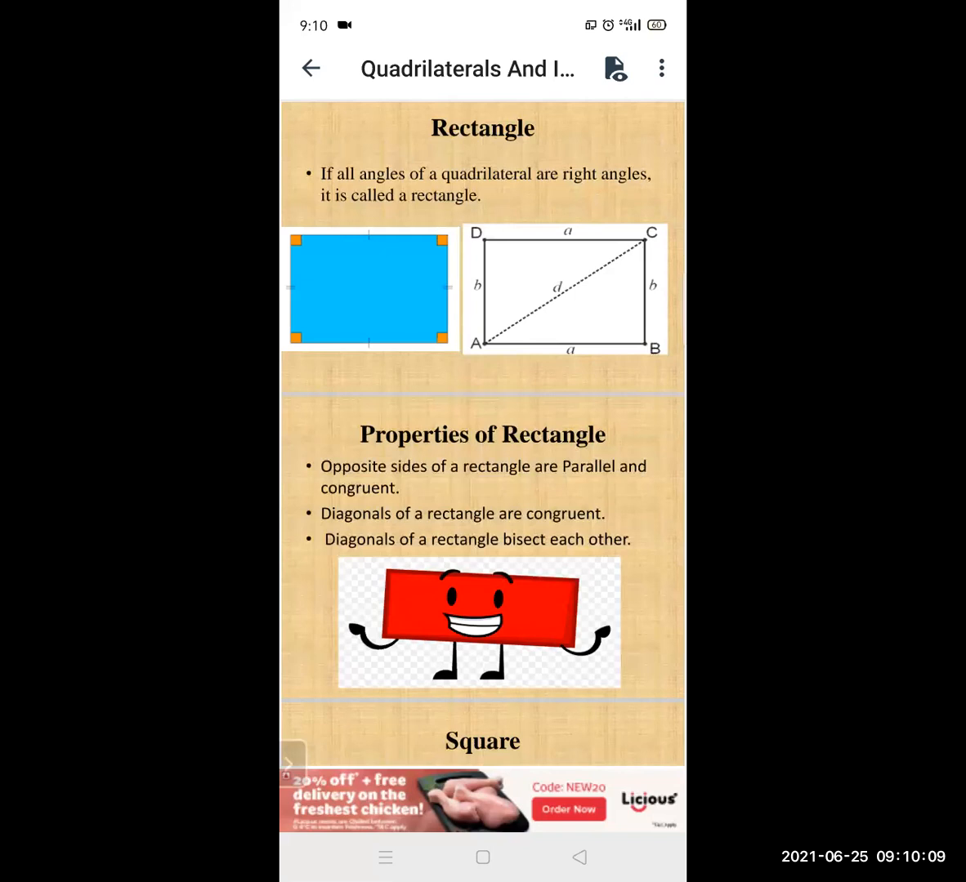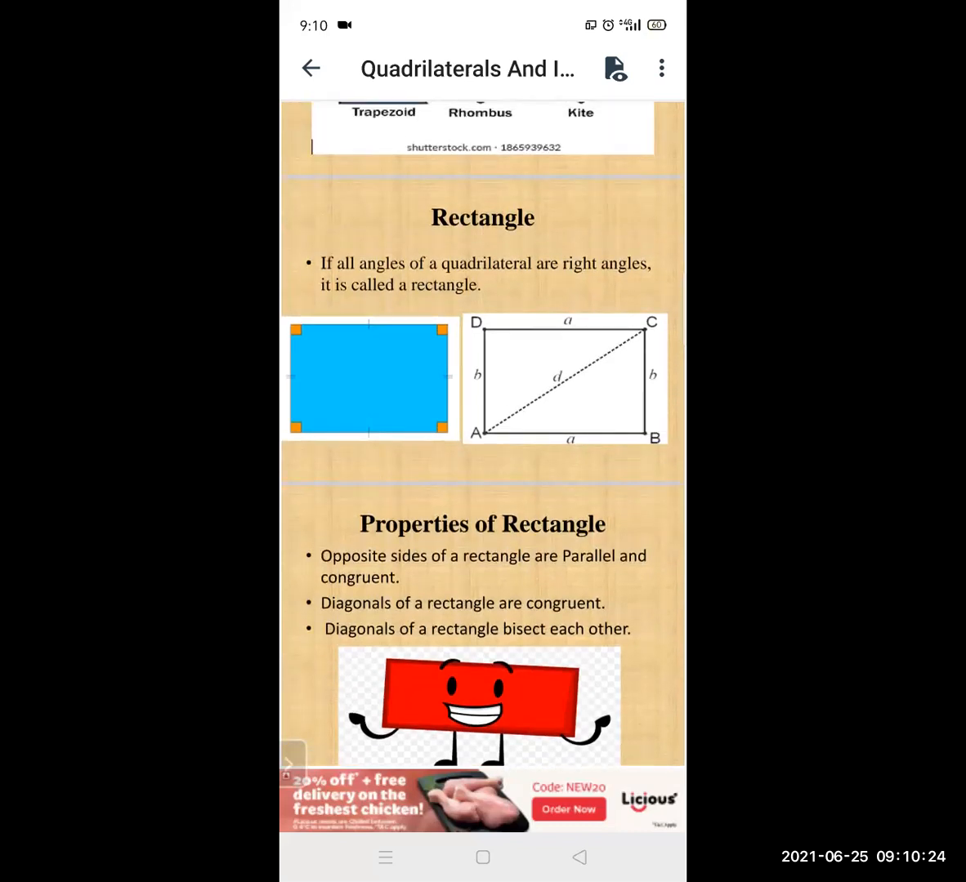Okay. So the very first property is that the opposite sides of a rectangle are parallel and congruent. Whatever the opposite sides are, they are parallel and congruent. See in the above figure, AB and CD both are parallel lines and congruent. Congruent means same, equal. Their sides are equal. So the first property is that the opposite sides of a rectangle are parallel and congruent.